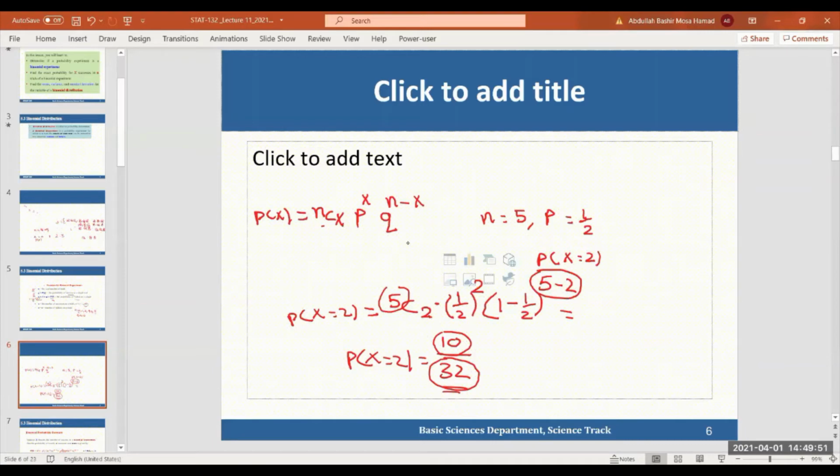If it's clear, now find the probability of x equal, for example, the probability of x equal 0. 0 means what? No boy. Equal what?